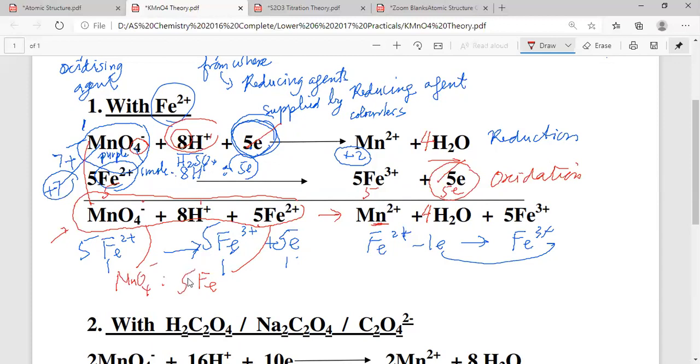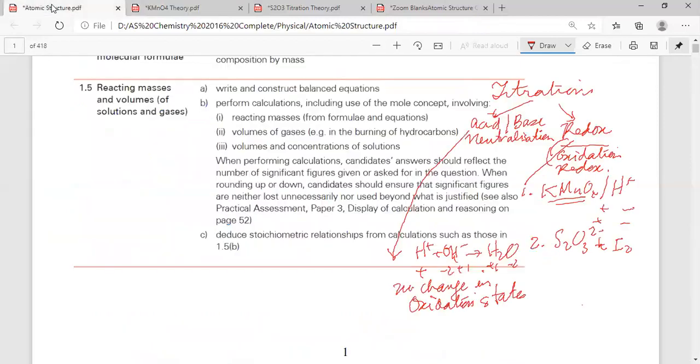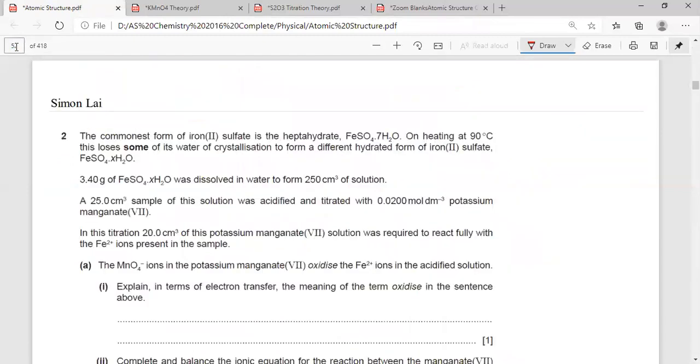How do you do this in exams? Now quickly, let's go to the question. The question is number 52. This comes up for your paper 2 as well as practicals. So you must be careful.